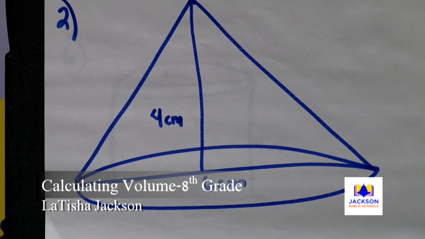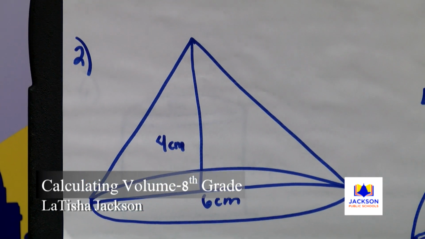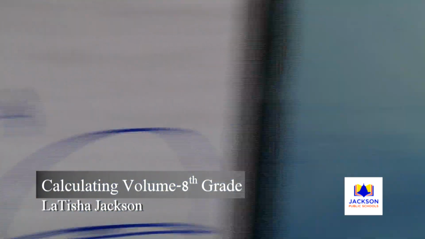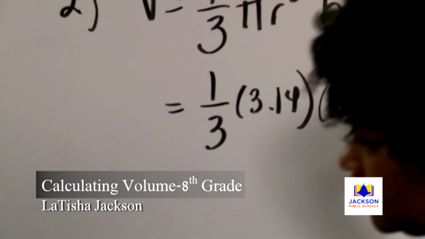Oh, okay, I thought y'all remembered. 6 centimeters is the diameter. That means the radius is actually 3. So we'll substitute 3 into our formula. And then our height is 4.